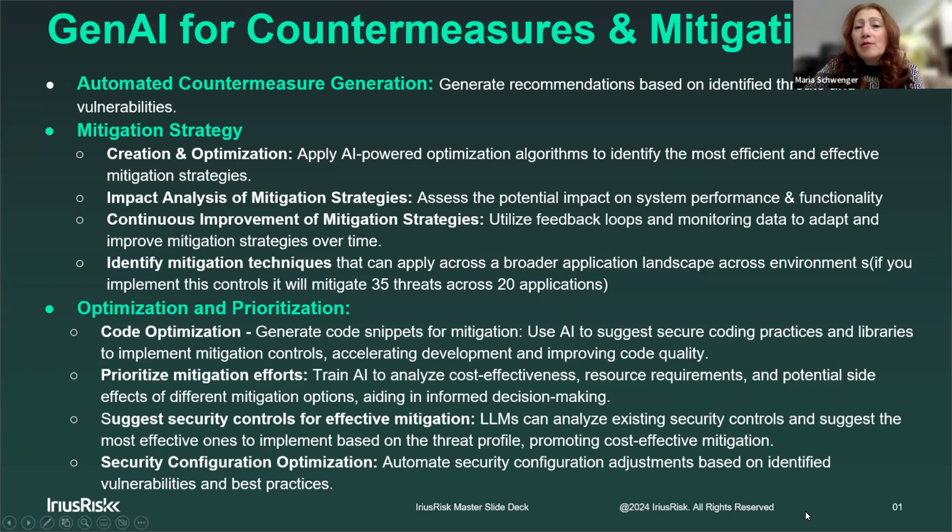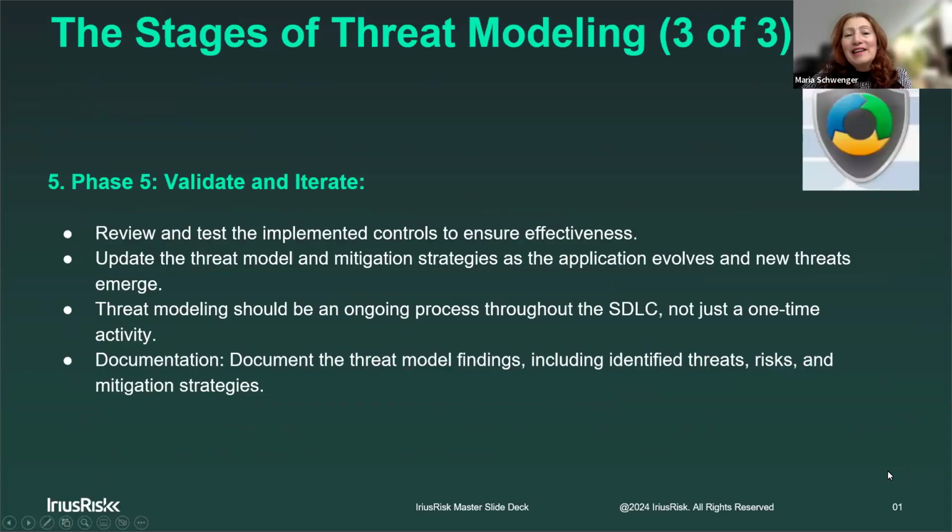So what if my mitigation strategy says, hey, you need to fix this code and you need to fix it within so many days, and maybe this is in my policy, standards and procedures written as well. Can we generate code snippets for mitigation? Can we prioritize these mitigation efforts? Can we suggest security controls for effective mitigation, or maybe changes in the security configuration optimization? So that stated, John, I think there's so much more to talk about. Let's finish the threat modeling.